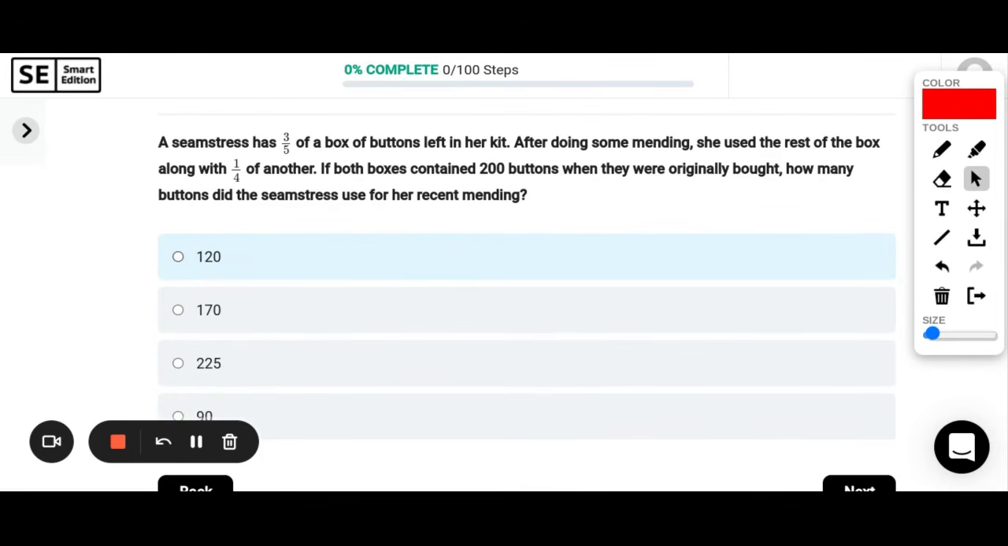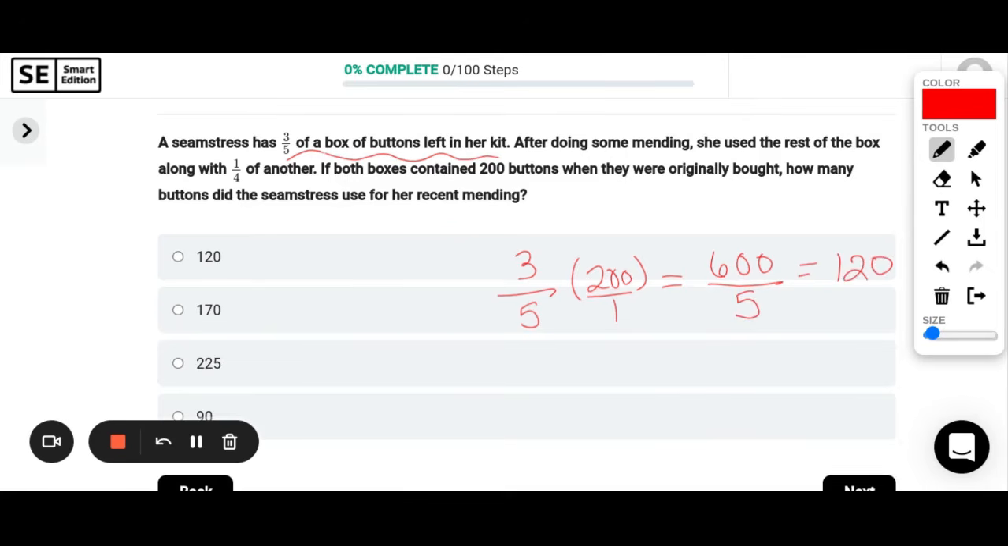Okay. A seamstress has 3/5 of a box of buttons left in her kit. After doing some mending, she used the rest of the box along with 1/4 of another. If both boxes contain 200 buttons when they were originally bought, how many buttons did she use for her recent mending? Okay, so she had a box that was 3/5 full, and it had 200 total. So if I take 3/5 and multiply it by 200, I'll know how many buttons she used in this first box. So this would be 3 times 200 is 600 divided by 5, and that's 120.